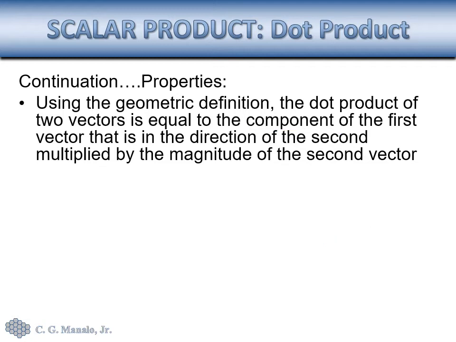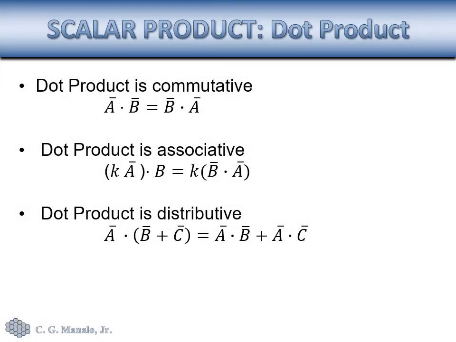Okay, the dot product adheres to some of the manipulation laws in algebra. So it satisfies the commutative property, the associative property, and also the distributive property.